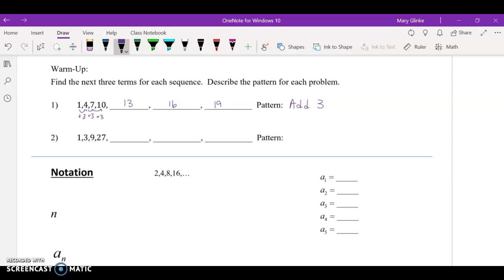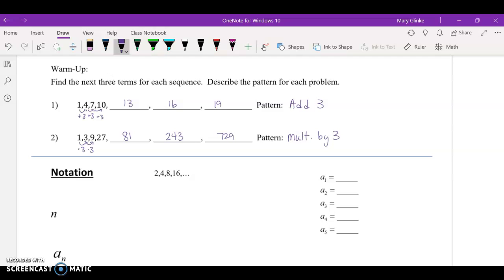Versus the next one, which is once again a sequence, a set of numbers, and it does follow a pattern: 1, 3, 9, 27. Each time here, instead of adding 3, we're multiplying by 3. So 27 times 3 is 81. 81 times 3 is 243. 243 times 3 is 729. So our pattern here is we're going to be multiplying by 3.